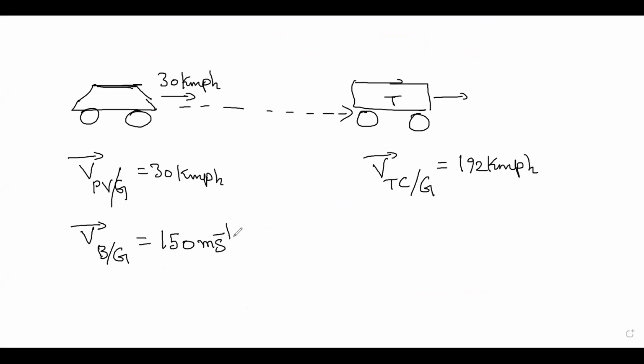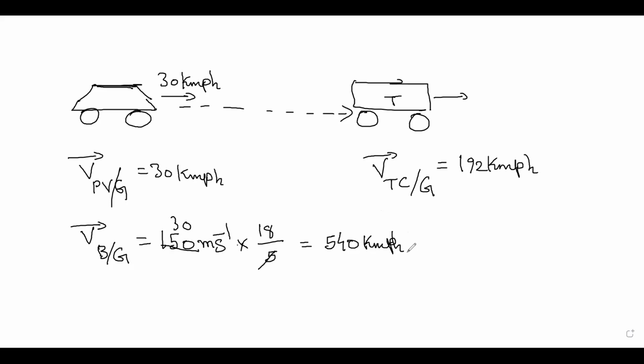This is the confusing part. Now you have to see everything is in kmph and this is in meters per second. You have to convert into kmph. So I can convert this by multiplying by 18 by 5. So that happens to be 540 kmph. When I multiply by 18 by 5, I convert into kmph. So the bullet speed I got is 540.